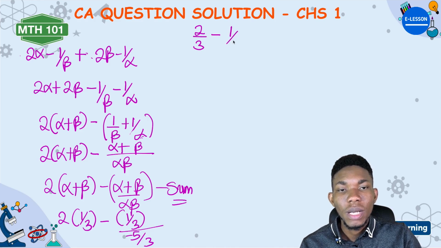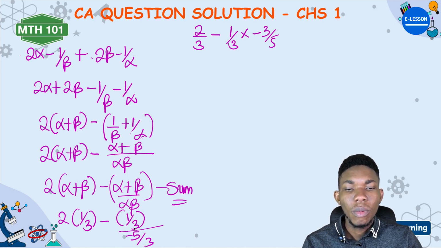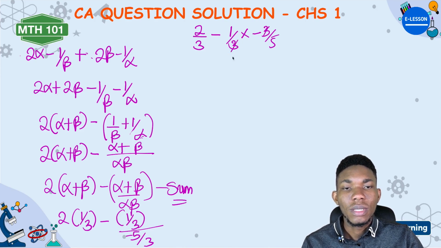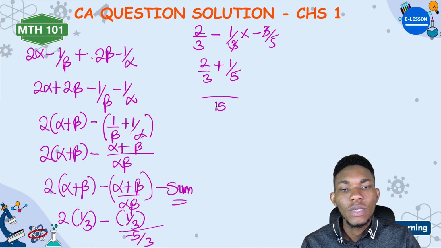We can also write it as 1 over 3 times minus 5, or times minus 3 over 5, because if multiplication comes in, the 3 will come up, 5 will come down. So this cancels this. You have 2 over 3 minus times minus, that will give us positive 1 over 5. Are you getting it? Now, what is the LCM of 5 and 3? That is 15. 15 divided by 3 will give us 5, times 2 will give us 10.